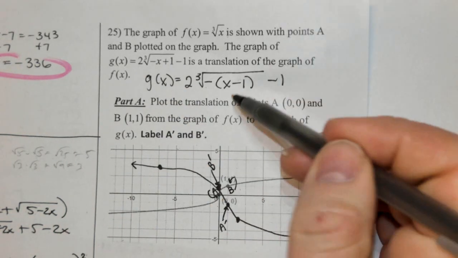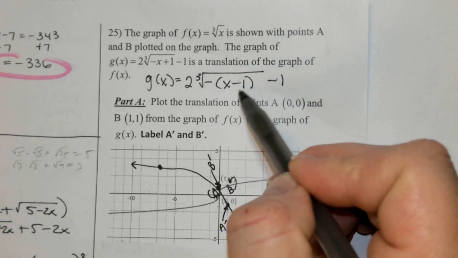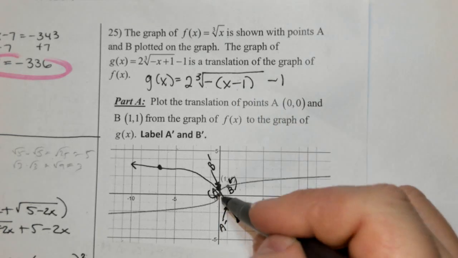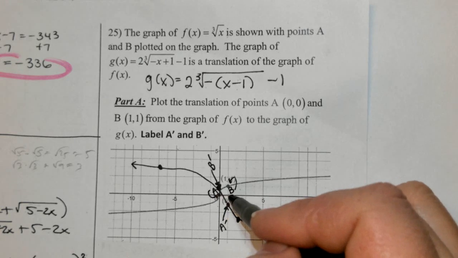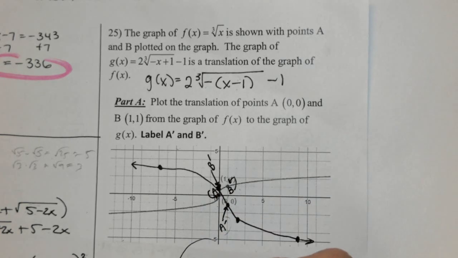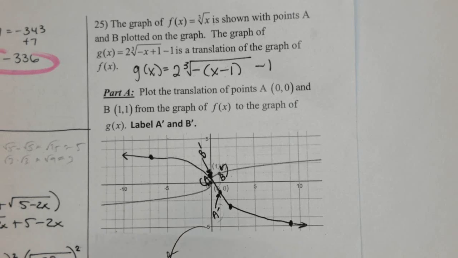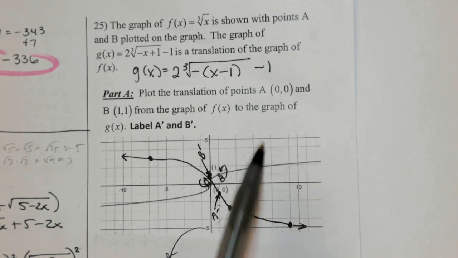So I'm going to stretch this by a factor of 2. I'm going to transition this to the right 1 and down 1. Right 1, down 1. So my original function is at 0, 0. I'm going to go right 1, down 1. This is my new point, like a starting point. Okay, A prime. And then I'm going to stretch it by 2, and remember to reflect it across the y-axis.